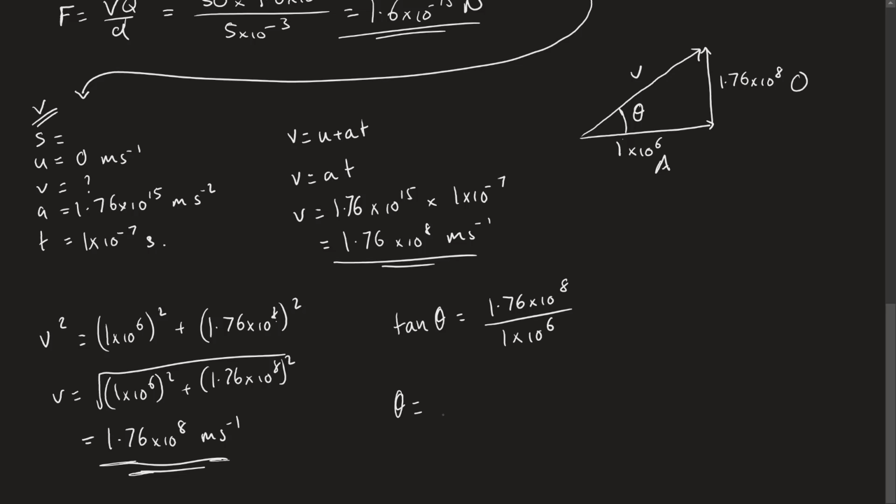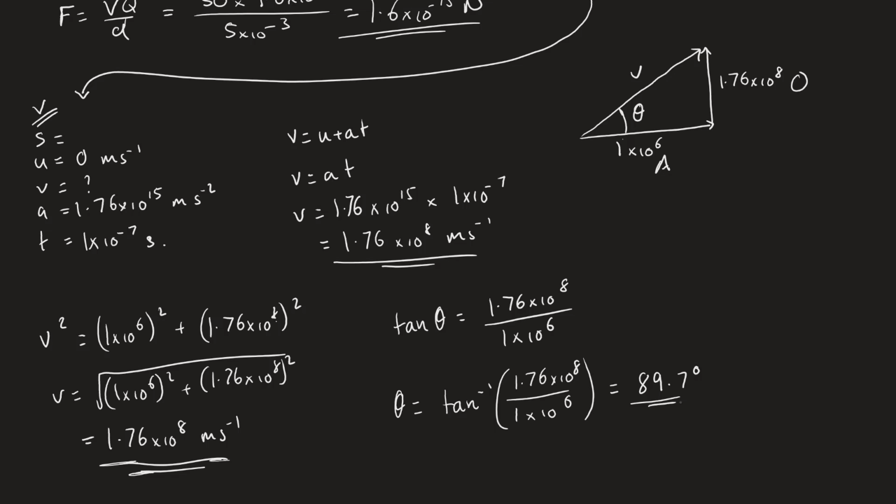So theta is actually going to be the inverse tan of 1.76 times 10 to the 8 divided by 1 times 10 to the 6. And this gives us 89.7 degrees. So it's basically completely vertical. Like we said, the horizontal component of velocity is going to be negligible through this. So we end up having basically zero horizontal component. Okay, so this is a common question.